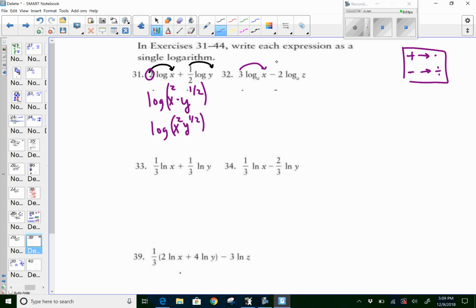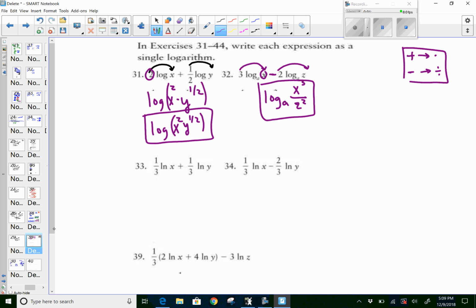So the 3 gets kicked back, the 2 gets kicked back, and I notice I have subtraction, which changes into division. So I'm going to have a single log, no base again, with a division. Oh, sorry, the base is a. There's a division. This x goes on top because it's first. The exponent of the x is a 3. The z goes on the bottom, and the exponent of the z is a 2. So that's z squared. So this right there is going to be your final answer.